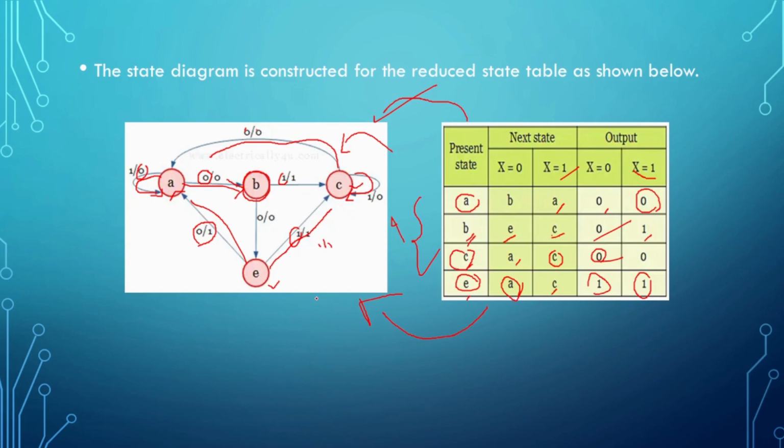So this is the reduced state diagram of the given state diagram. The D state is removed from the given state diagram and it is replaced with A.